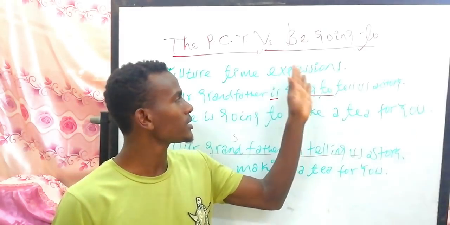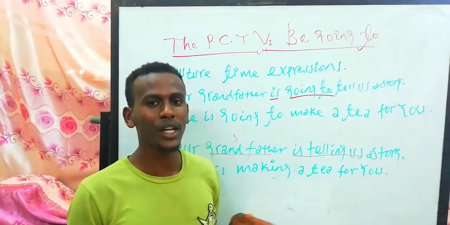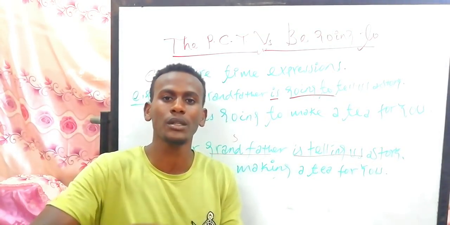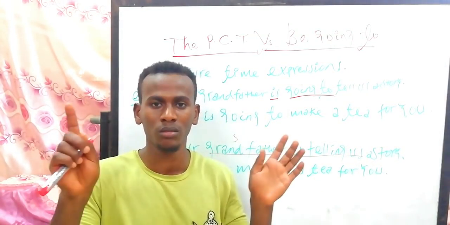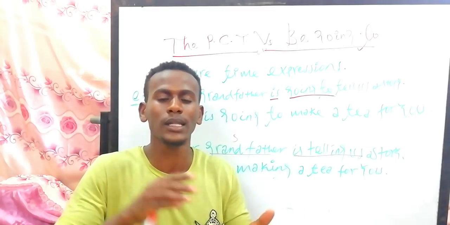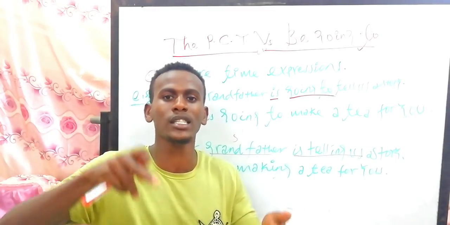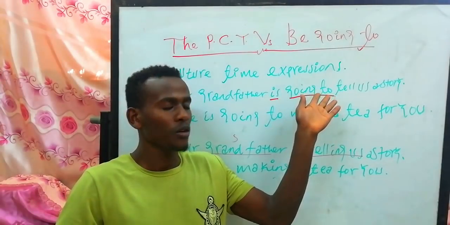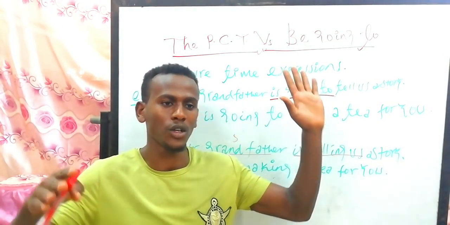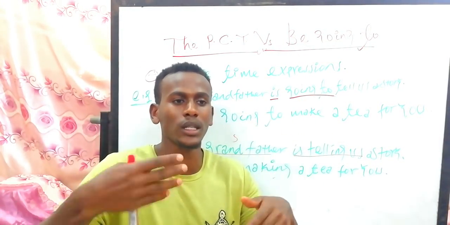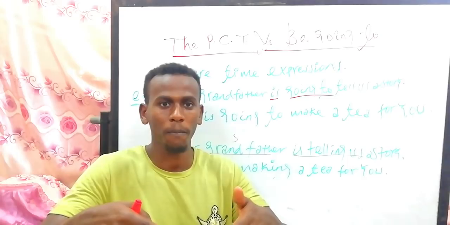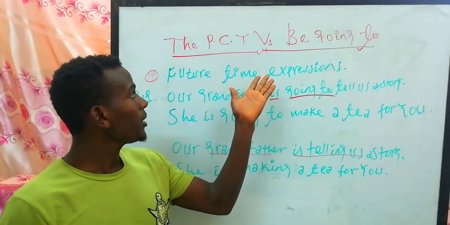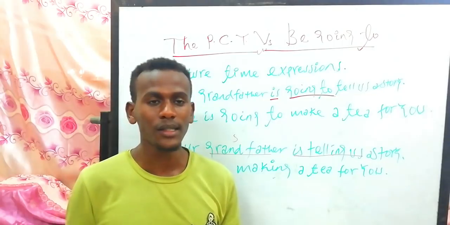The present continuous tense with a future time expression expresses the near future. Be going to also expresses the near future, and it is optional to use a future time expression. Immediate future, near future.